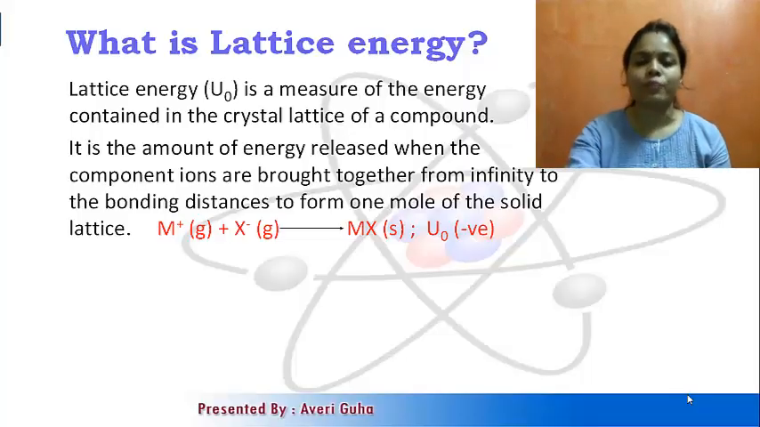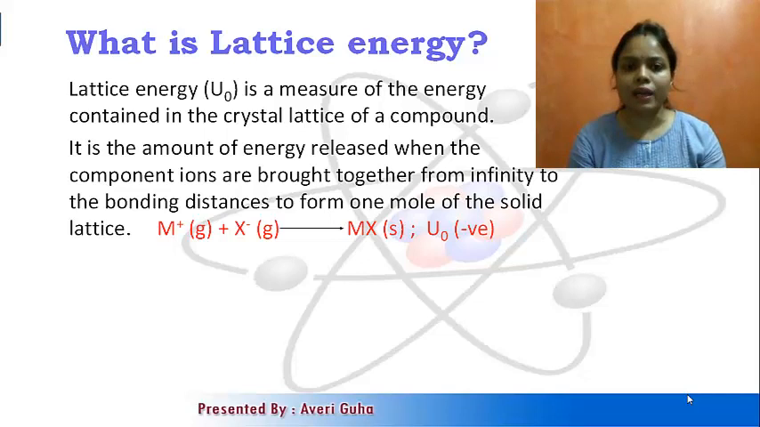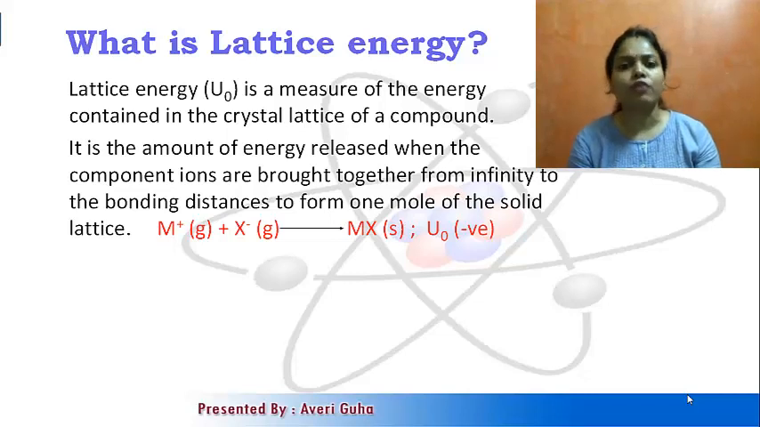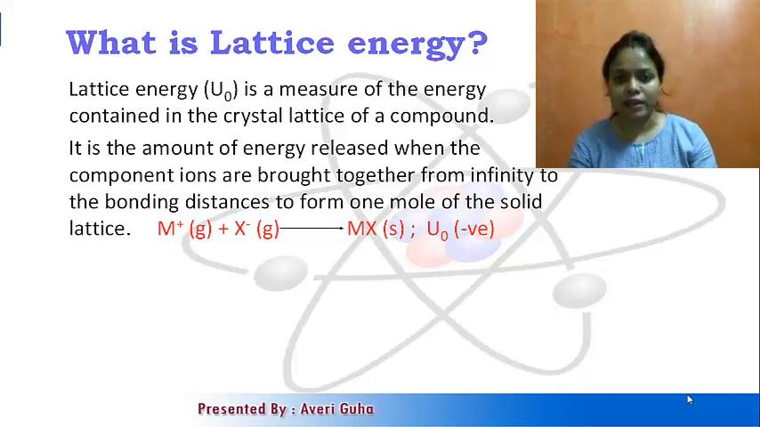Now let's begin. So before going into Born Lande equation, let me tell you what is lattice energy. You all know this probably, still I am explaining it to you. Lattice energy is the amount of energy released during the formation of 1 mole of solid lattice when it is thought that the two component ions are at infinite distance and they are being brought to their bonding distance. So the information of this lattice energy for a particular compound is very important in order to know their stability.